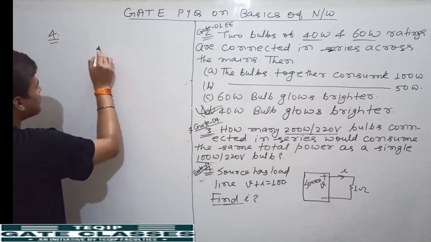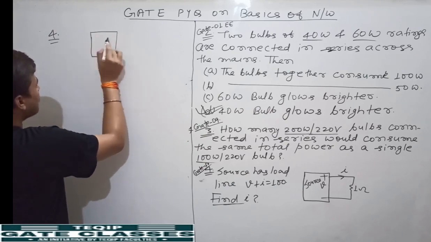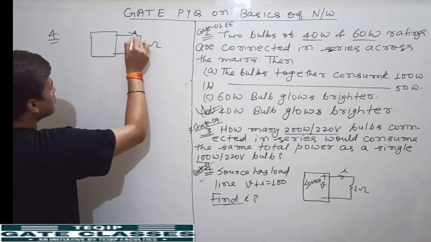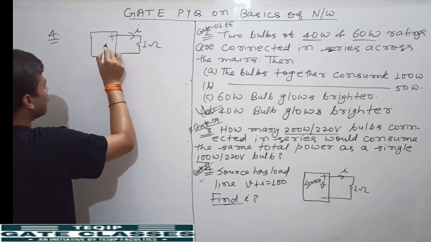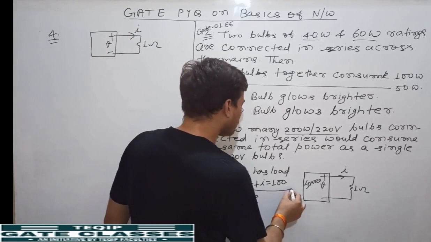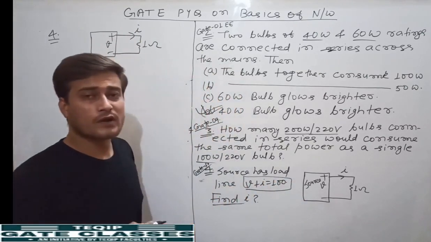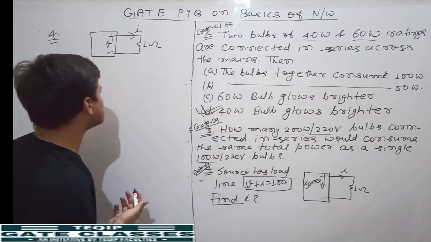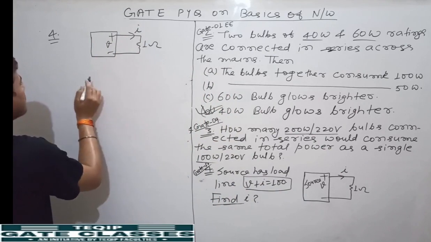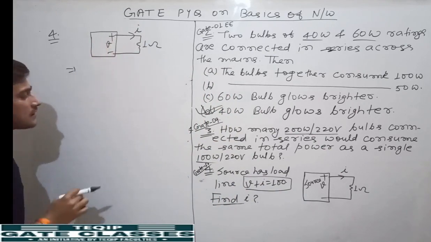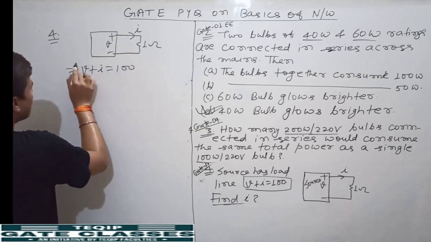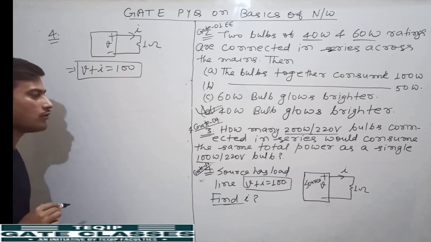It is given that you are having a source and a resistance of 1 ohm is connected across the source. Current is I, voltage of the source is V. Now they are saying the source has a load line of V plus I equal to 100. It means this is the terminal voltage V and this is current I, and they have a relationship of V plus I equal to 100.